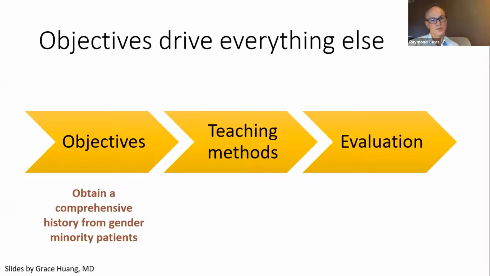For example, if your learning objective would be to obtain a comprehensive history from a gender minority patient, appropriate teaching methods for that might be a video or some sort of role play. And an appropriate evaluation tool might be to have them actually do this with a standardized patient and score them on an OSCE.